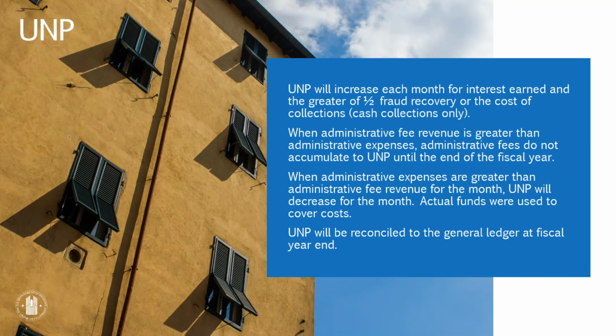UNP will increase each month for interest earned and the greater of 1/2 of fraud recovery or the cost of collections. When administrative fee revenue is greater than administrative expenses, administrative fees do not accumulate to UNP until the end of the fiscal year. When administrative expenses are greater than administrative fee revenue for the month, UNP will decrease for the month because actual funds were used from UNP to cover those costs. At the end of the fiscal year, the authorities should match the VMS UNP to the general ledger UNP.